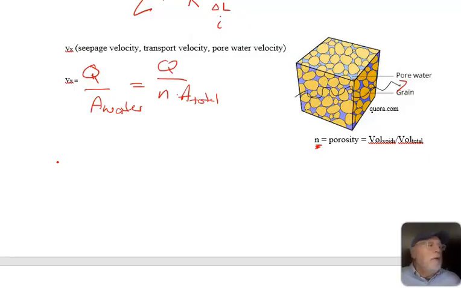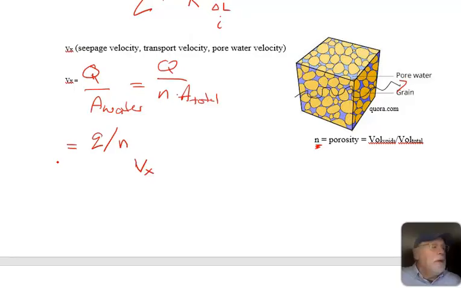I'm going to use an N for the porosity, which is one of the common ways we do it. So if I do that, that equals Q over N times A, or remember Q over A is our little q, our specific discharge, so it would be equal to q over N. Or we can write it that the seepage velocity, that's the average linear velocity. It's how fast the water is actually being transported.